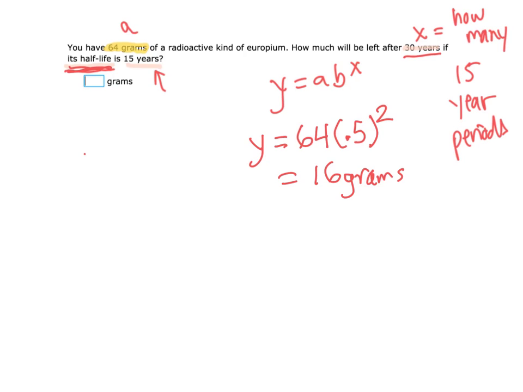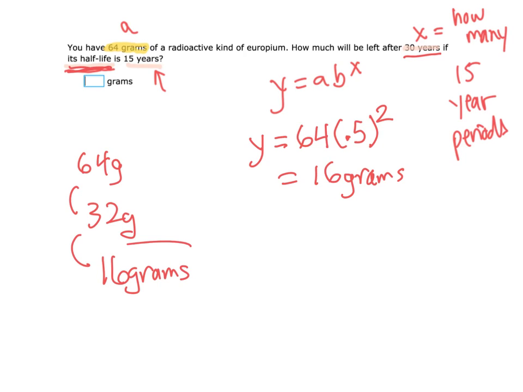So it goes from 64 grams, 15 years later it's cut down to 32 grams, and then another 15-year period goes by, so it's been a total of 30 years, it's cut in half one more time, and so that makes sense that 16 grams would be our answer. 16 grams.